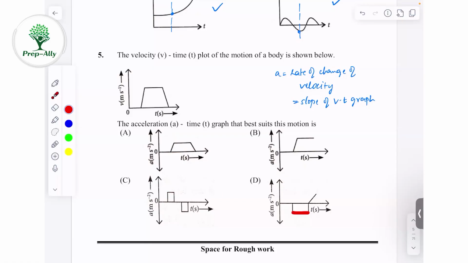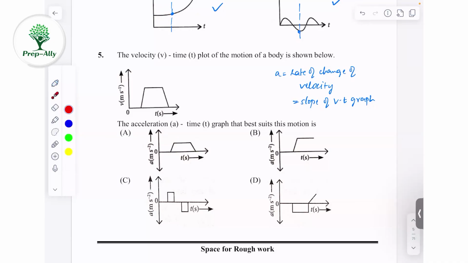Here also, it is constant. But you see here, the slope is also positive, which means the acceleration value is positive. See, the body is speeding up from 0 to some value, isn't it? Which means acceleration has some positive value. So here it is negative. The starting value is negative, which rules out option D also. So the only valid answer looks like option C, but let's still verify.